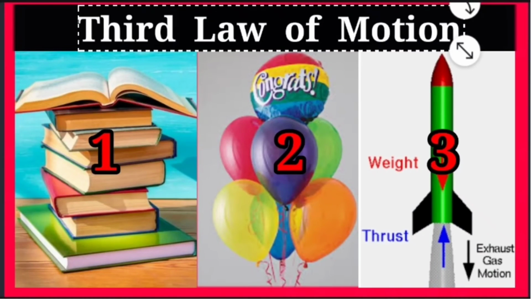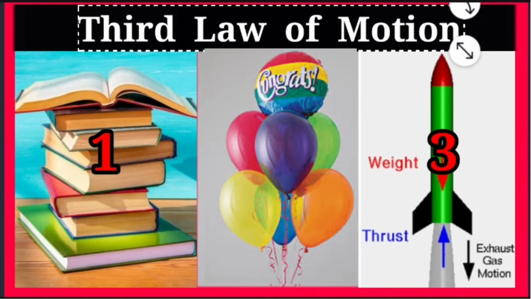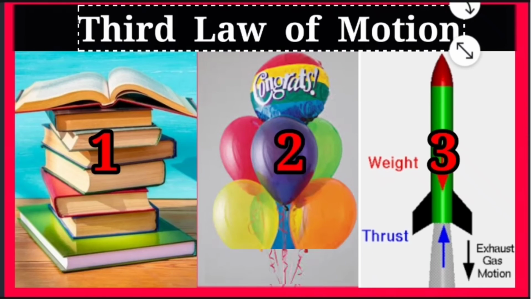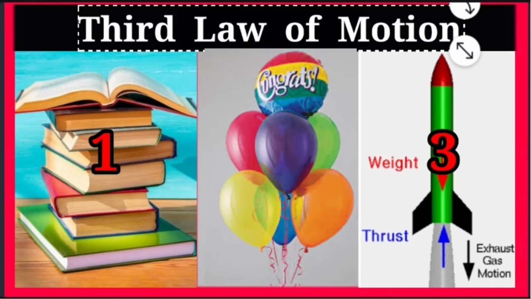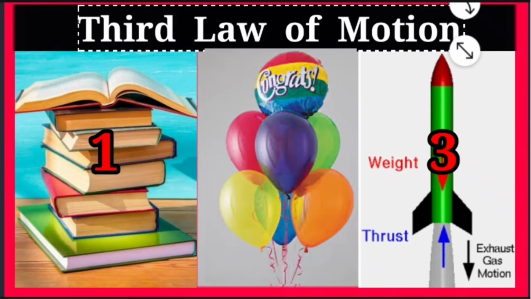There is another example: the balloons flying in the air. The air inside the balloons is moving downward. It is the action of the air vertically downward. The balloons are flying upward. That is the reaction. So we can say that both action and reaction are equal here but opposite in direction in the examples of balloon.